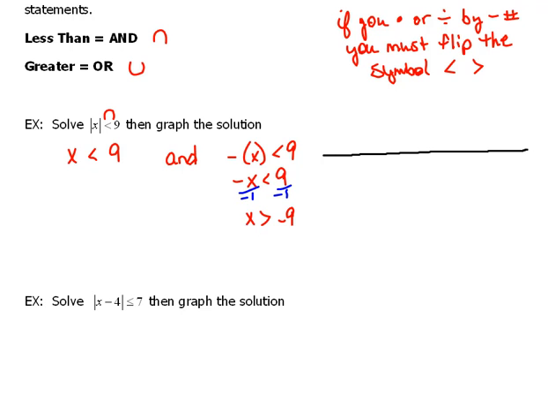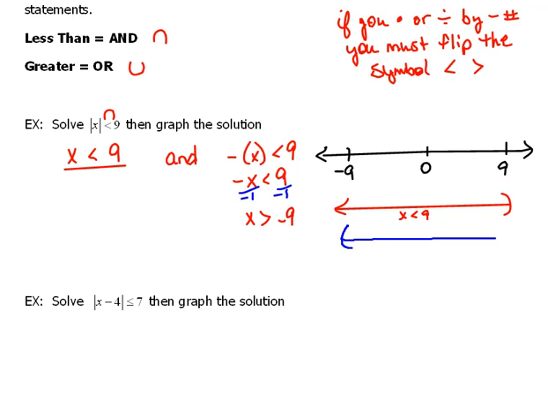So let's draw this out so we can see it a little bit better. Okay, here's 0. Let's say 9 is over here and negative 9 is over here. The first statement, x is less than 9. Well, that would be from 9 back to the left. And x is greater than negative 9 would start at negative 9 and move to the right.